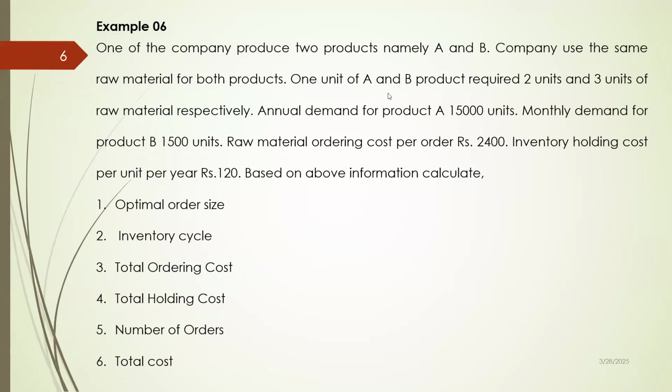Okay, I think the rest of this is okay. Ordering cost 2,400, inventory holding cost is 220. Then demand for the period, how are you going to calculate? Total demand, there are two things: one is A, B is 1,500 units. You mean multiply by 2 and 3. Yeah, that's wrong.